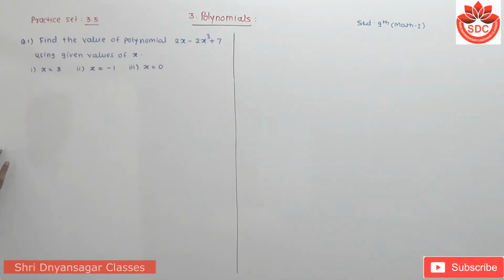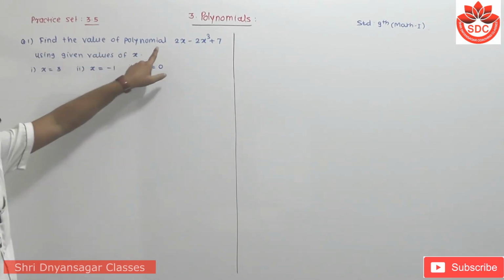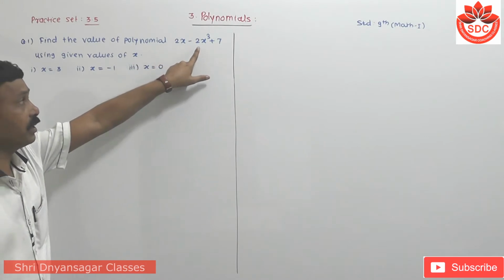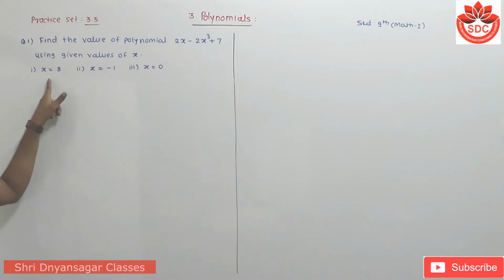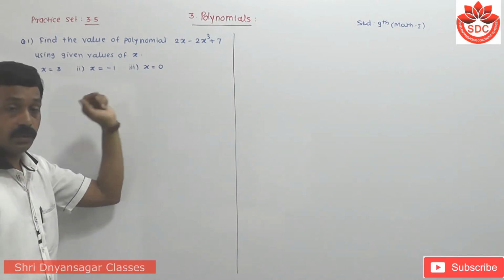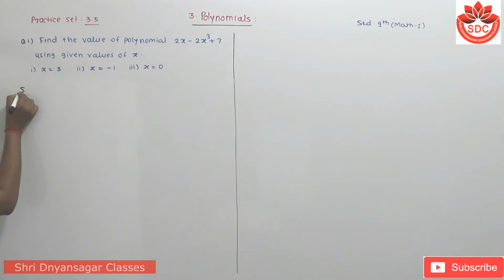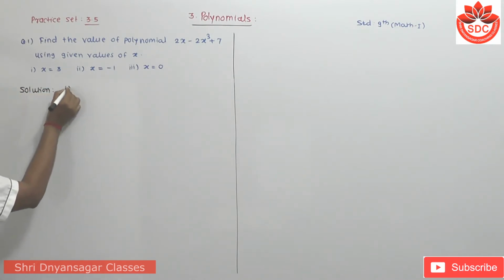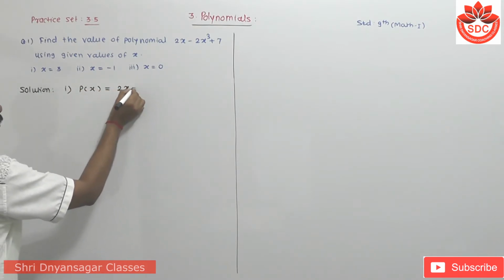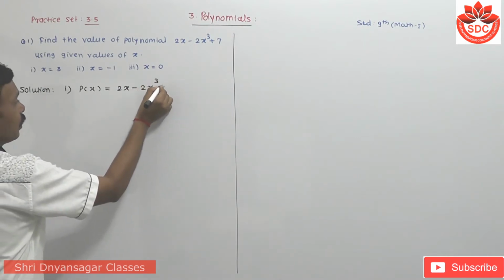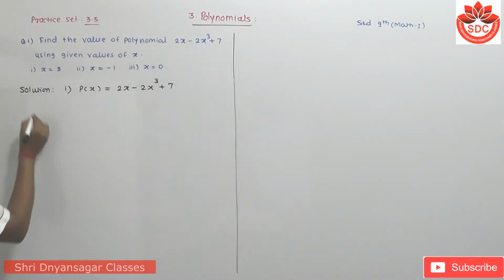Okay students, we take the first example of practice set 3.5. The question: find the values of the polynomial 2x minus 2x cube plus 7 using the given values of x: x equals 3, x equals minus 1 and x equals 0. Its solution is so simple. First, I take the polynomial p(x) equals 2x minus 2x cube plus 7, for x equals 3.